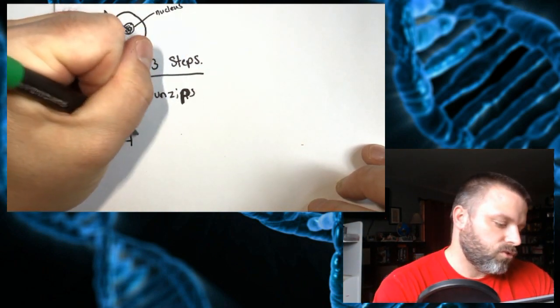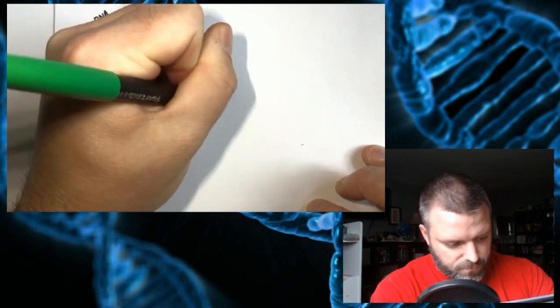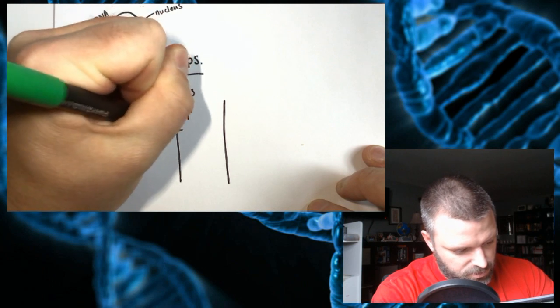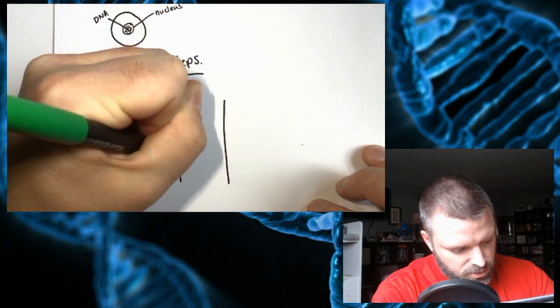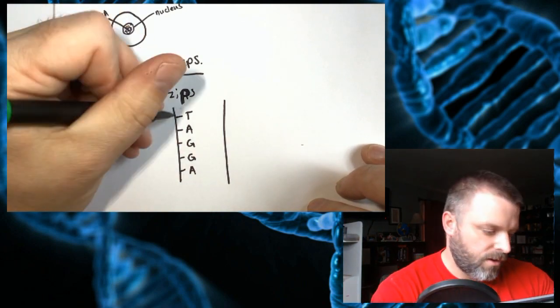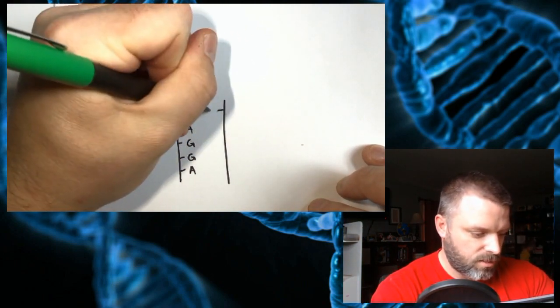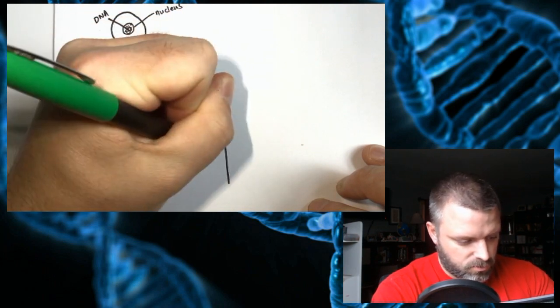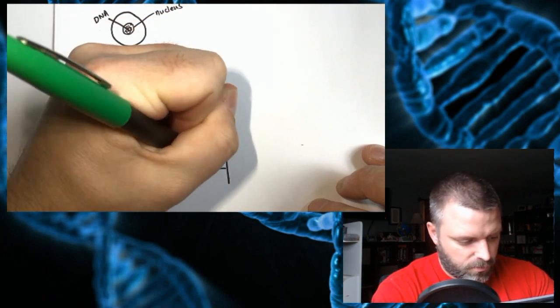All right, so I'm going to zoom in on those strands there. Sorry, my kid in the background playing. I'll make up some bases here. T, A, G, G, A. All right, and then the complementary base pair rules. T always goes with A, G always goes with C, and A always goes with T.